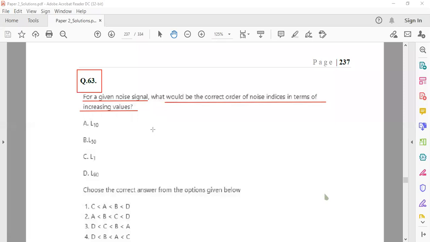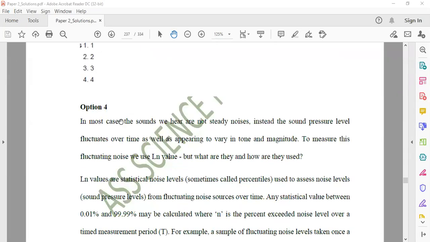Means the smaller the index value, the larger its magnitude will be. For example L1 will be more in magnitude terms, right? So we will see some briefing about this, and then we will move again to this question.